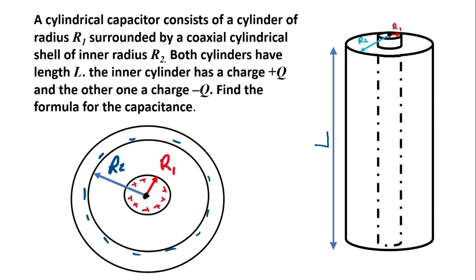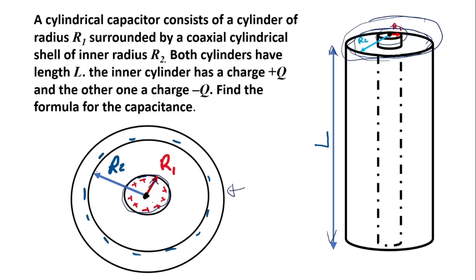A cylindrical capacitor consists of an inner cylinder of radius R1 surrounded by a cylindrical shell with outer radius R2. Both cylinders have the same length, which we call L. The inner cylinder is charged positively and the outer cylinder is charged negatively. This picture is the top view of the cylindrical capacitor: the inner cylinder is positively charged with radius R1, and the outer cylinder has radius R2 and is charged negatively.